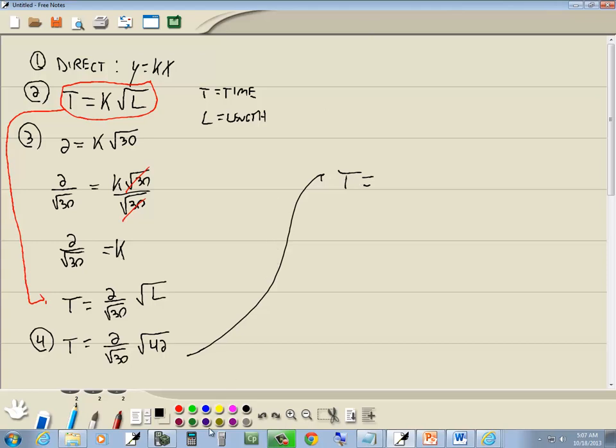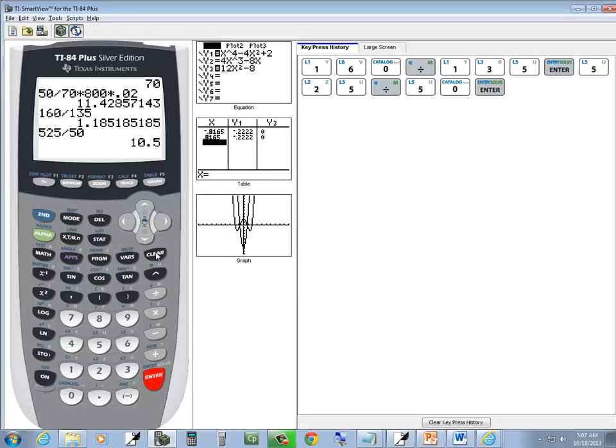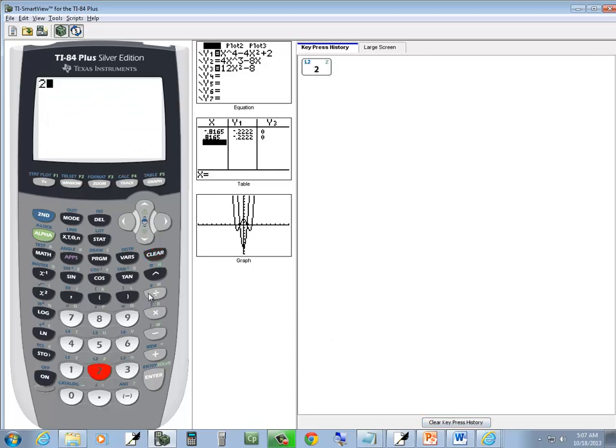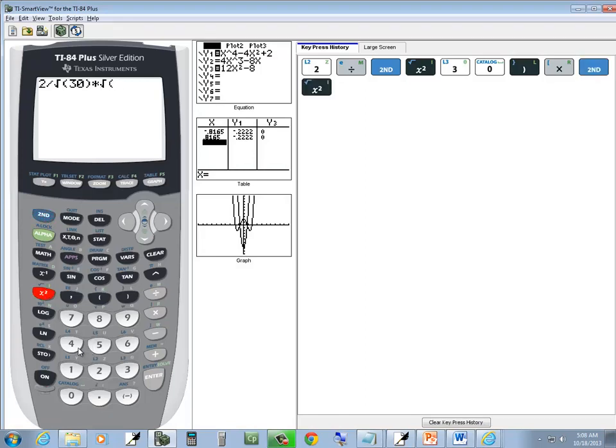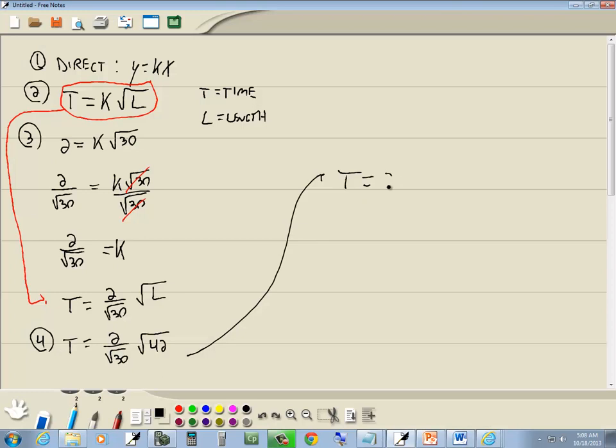Let's plug this in our calculator. We got 2 divided by, and I'll do second x squared for the square root, and we'll put 30 in. If you got one of the newer TI-84s, you just need to do right arrow key to get out of the radical, but I'm going to put a closing parenthesis to close the square root, times, and then square root of 42. So second x squared, and then I'll put in 42. Enter. And I'll take it to 2 decimal places, I guess, 2.37. And that'd be our answer.